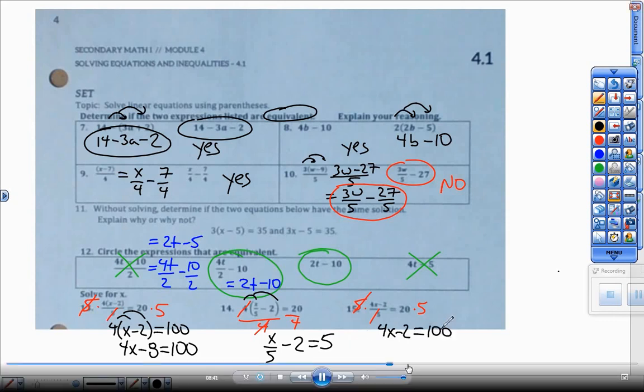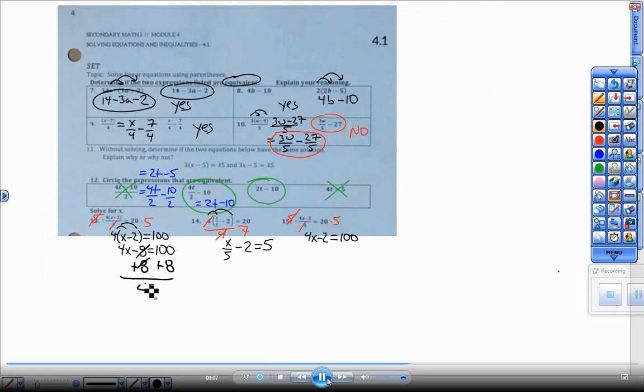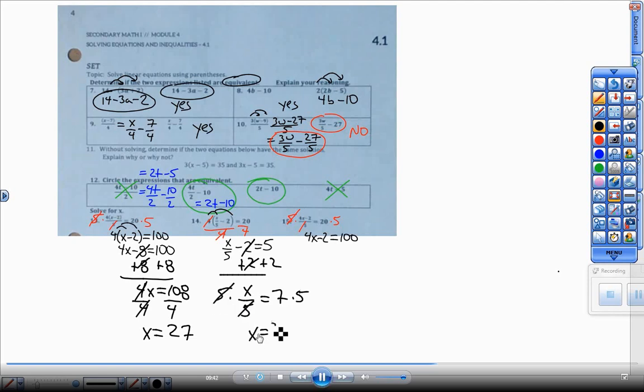I'm going to shrink this down and I'll show you how to solve these. So this first one here, I'm going to add 8 plus 8, plus 8 cancels away. Bring down the 4x equals 108. Divide both sides by 4, and that gives me x equals 27. This problem, add 2 plus 2, bring down the x divided by 5 equals 7 now, and then the opposite of dividing by 5, timesing both sides by 5. Those will cancel away and just leave me x equals 35.